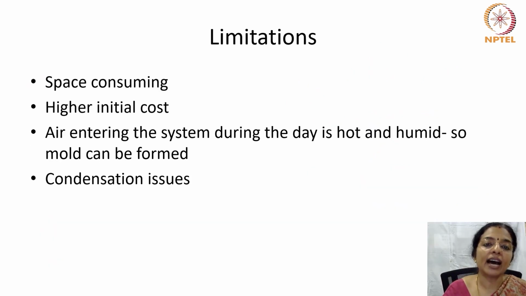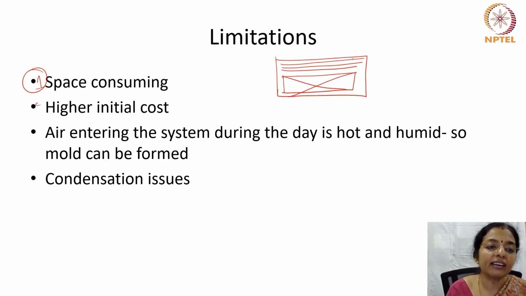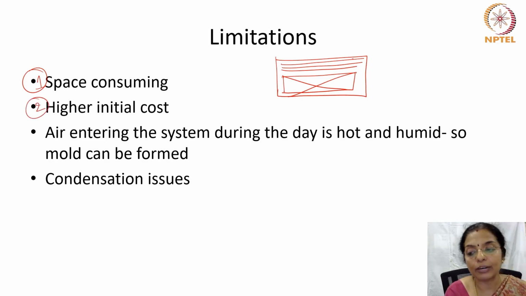There are certain limitations. First, it is space consuming. On a site like this, you will have to allocate and segregate space for the pipes to be laid, and the building can come only in one part. Second, it has a higher initial cost because you have to spend for the tubes.